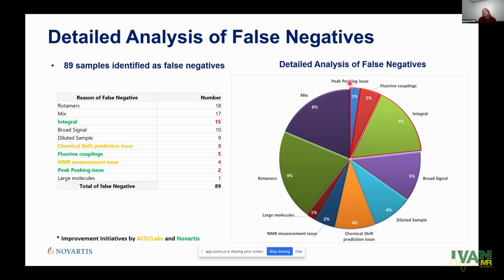And the last one is the peak picking issue. Sometimes the peak picking cannot be done accurately with ACD. We ended up with 1%, where we already decreased it a lot. The rest, at Novartis, the rest we need to work on.